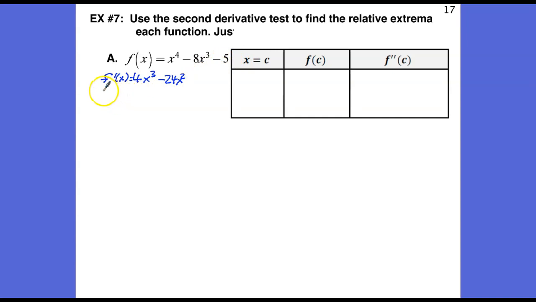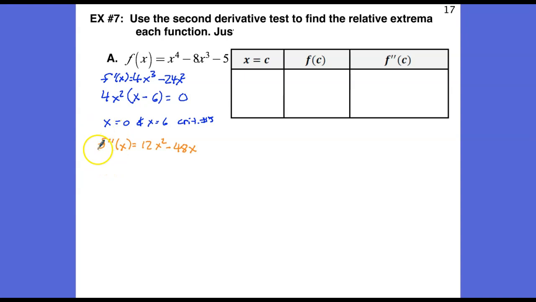So to find critical values, we'll set f prime equal to 0. Let's factor out a 4x squared: 4x squared times x minus 6 equals 0. And we get x equals 0 and x equals 6. And these are going to be our critical values. Now we'll take the second derivative. So f double prime of x is equal to 3 times 4 is 12x squared minus 2 times 24 is 48x.